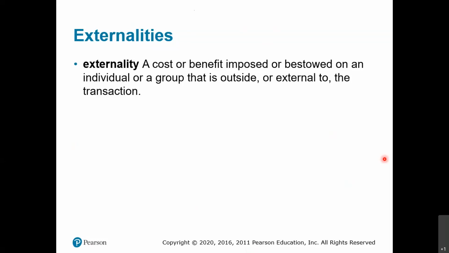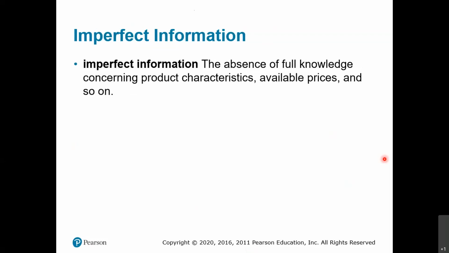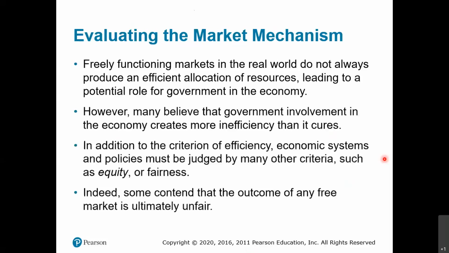Now my son is not the buyer of the coffee. My son is not the seller of the coffee. But by me being in a better mood, my son is getting the benefits of the coffee. So notice there's a benefit bestowed on somebody who's neither the buyer or the seller. That's an externality. We'll go through these in far more detail next time. And then lastly, imperfect information. What happens if you don't know everything about product characteristics and prices and so on? We'll cover that at the end.